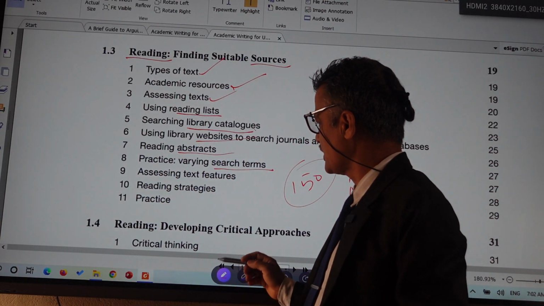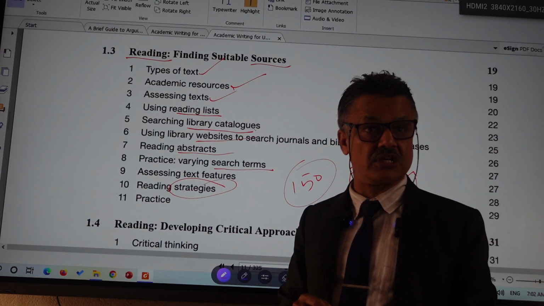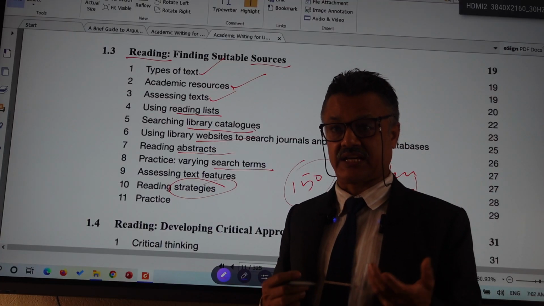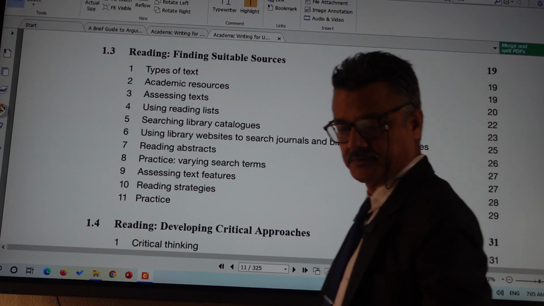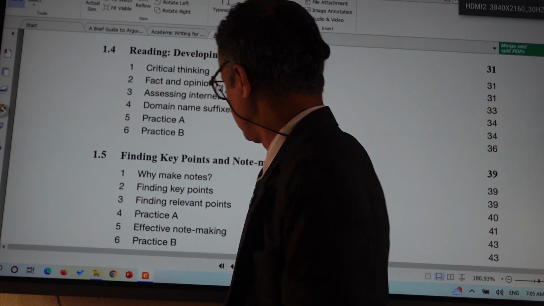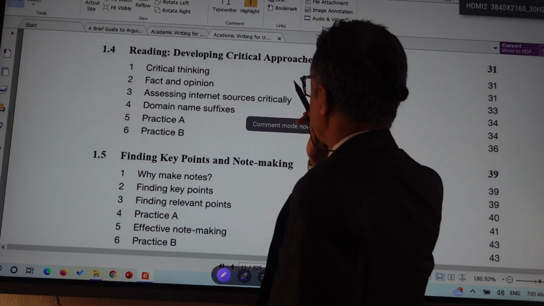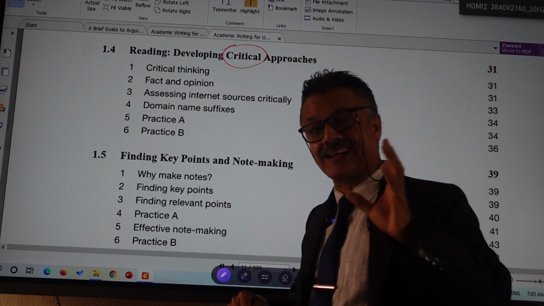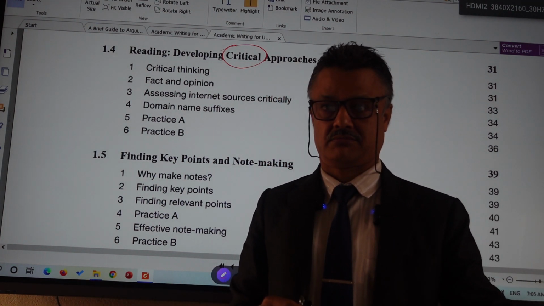Then, reading strategy, how to read. You must know, if you don't know how to read, you can't write good essays. Because academic essays are based on reading, extensive reading. Okay, now how do you read? You read critically. What is critical reading? As you read, you evaluate.